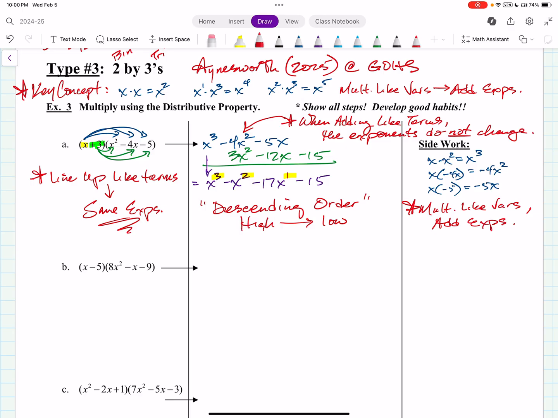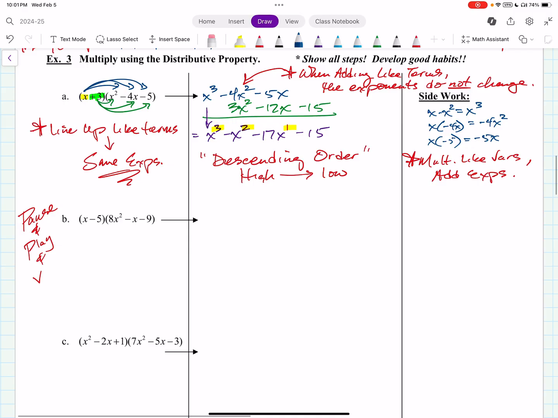Now here's where you pause the video and try it on your own. All right, so pause the video, and when you're ready, hit play and check with me, obviously. All right, go for it.